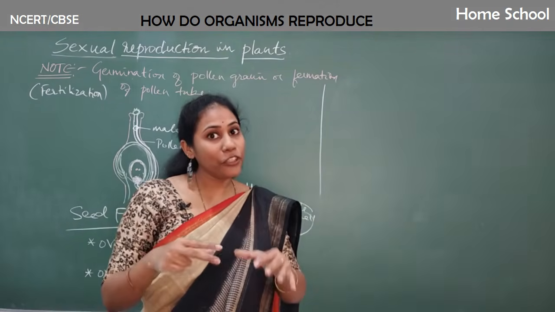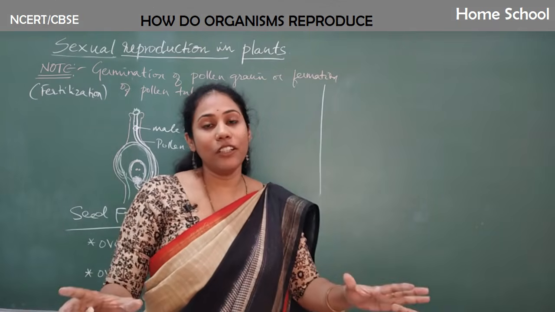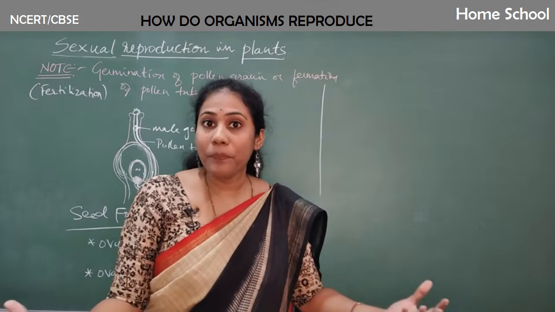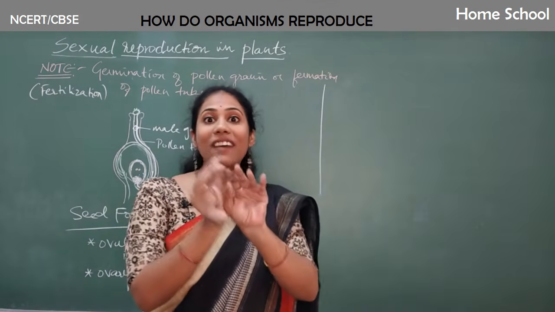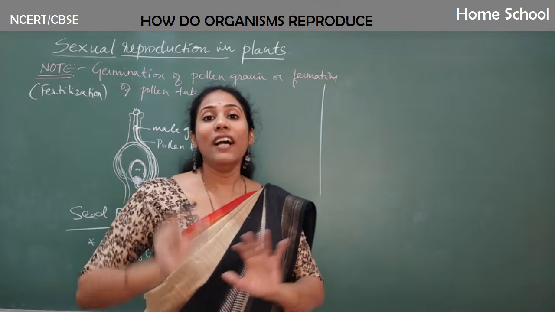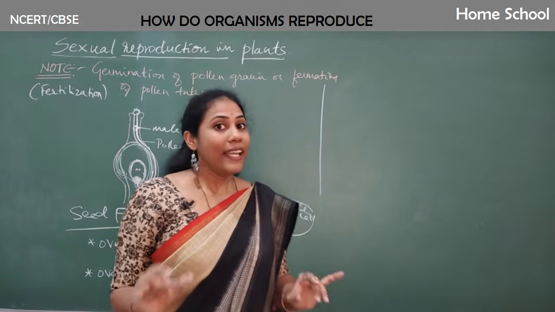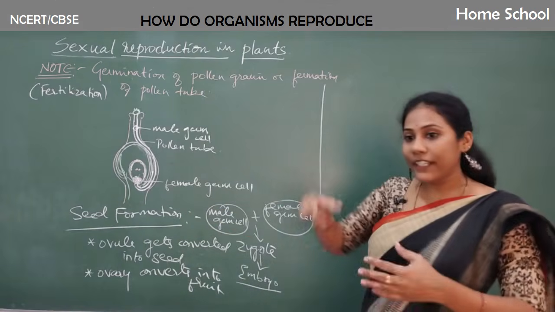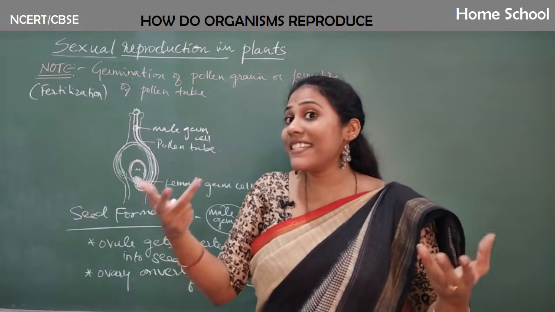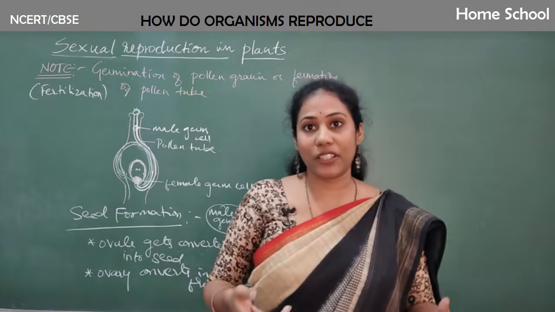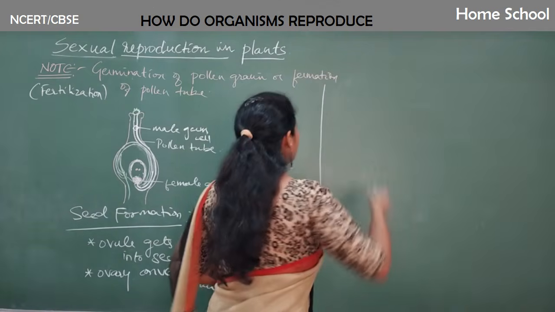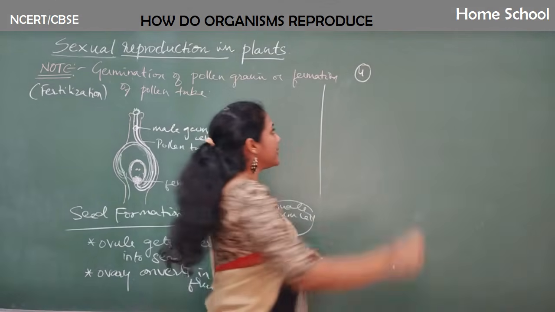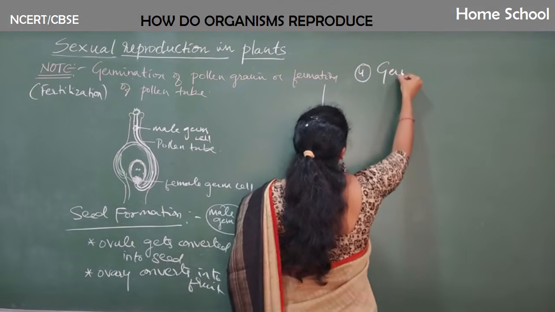So inside a fruit, what is that fruit? Ovary. Inside a fruit you have a seed. What is that seed? Ovule. Inside a seed you have a living tissue, that is what we call embryo. And now let us see from a seed how you will get one more new plant. That step is called germination, the last and final step. So let us talk about the fourth step, that is germination.